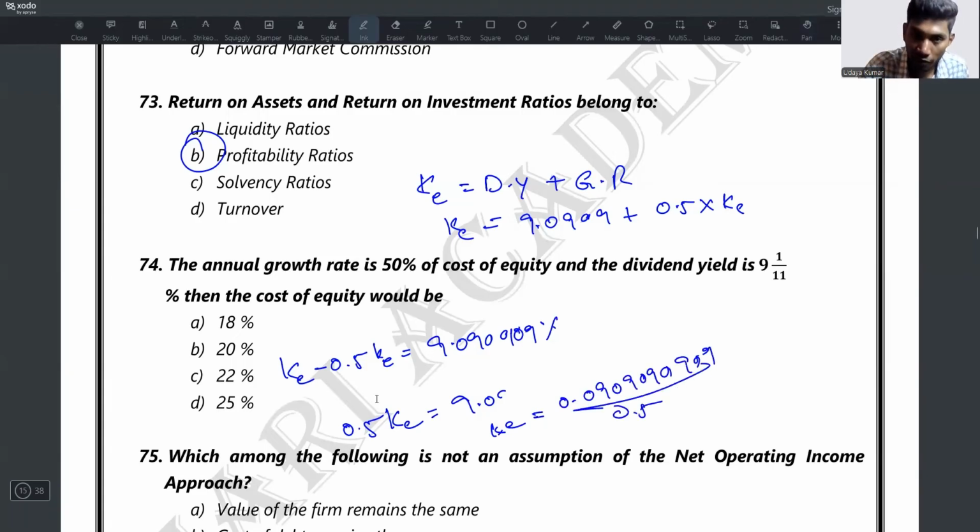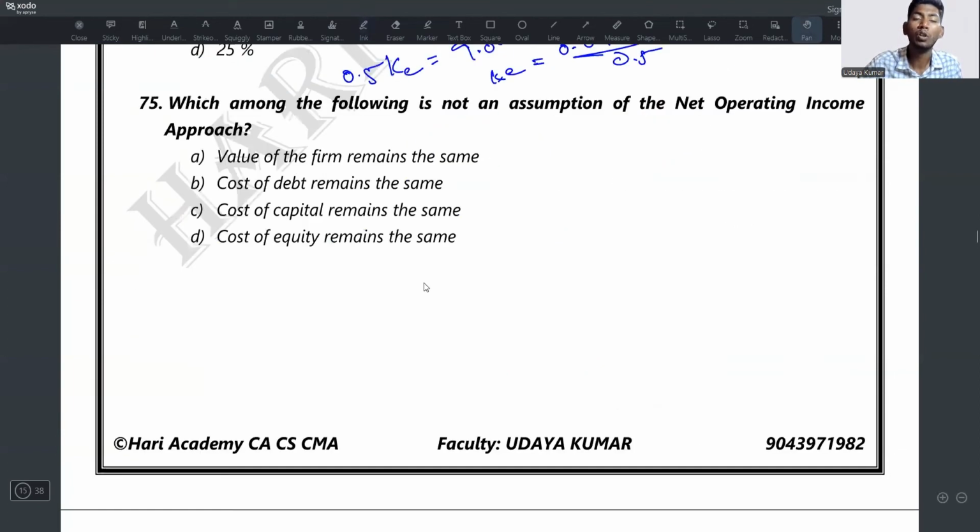0.5. If you do that, you will get the value. Okay. That is nothing but 0.0909090909 divided by 18.88. Option A is the right option. Okay, clear? So, moving to the question number 75.